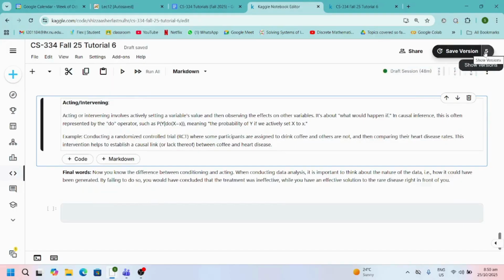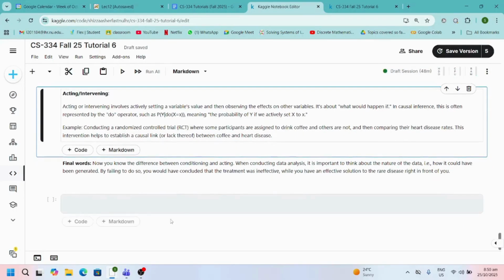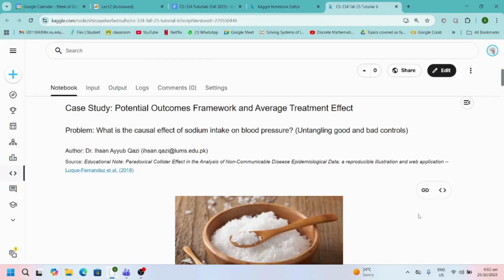Anyway, a few final words. When concluding data analysis, it is important to think about the nature of the data, how it could have been generated. If you fail to do so, like the way that we constructed our causal DAG and we immediately determined that our results are biased because of the confounder, you would have concluded that a treatment was ineffective while you have an effective solution to the disease. With that, we're going to move on to the last notebook that we will be going over in today's session.